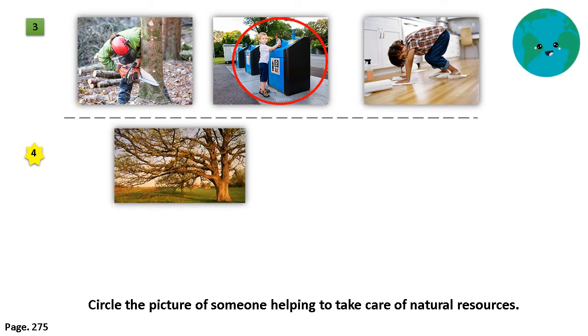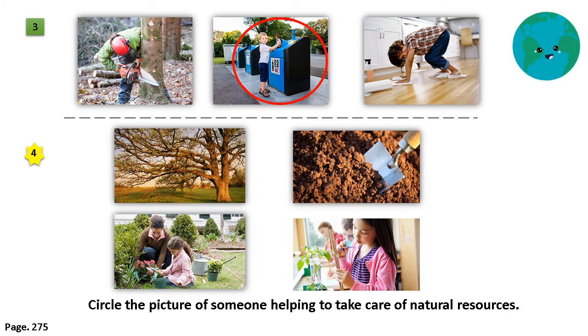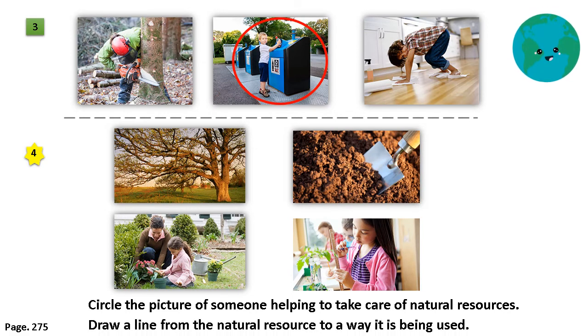For part 4, we have to take a look at these 4 pictures in front of us and to draw a line from the natural resource to a way it is being used. Excellent job! Let's draw a line from the tree to the child with the wooden ruler. So, trees are used for making wooden objects such as rulers.